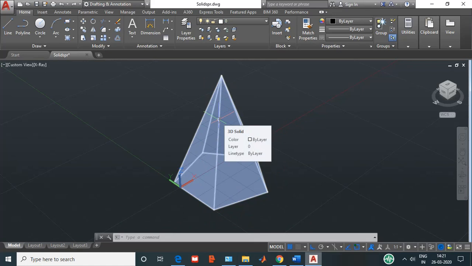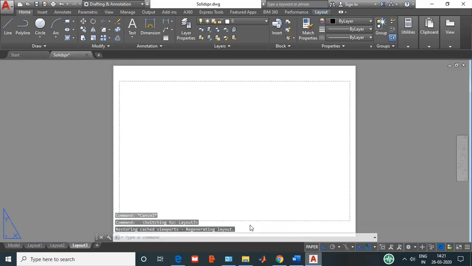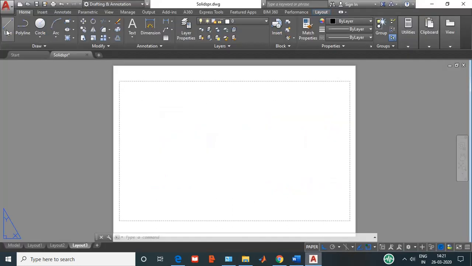So these are the parameters you should know, because depending upon this we will be solving the problems. So this is the slant triangular face and this is the slant edge. Now in this problem he says the pentagon is of 25 mm base length and the height is 50, and it is resting on the horizontal plane on one of the corners of the base. So first we'll start with that.